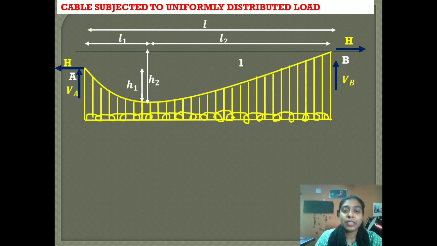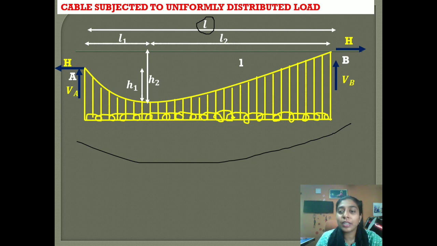So this is the cable. You can see the cable from A to B. L is the span length. This small L is the span length. And we are dividing this cable into two parts, L1 and L2. So L1 is the distance from the support A to the maximum dip. This is the point of maximum dip. So L1 is the distance from A to the maximum dip and L2 is the distance from B to the maximum dip.